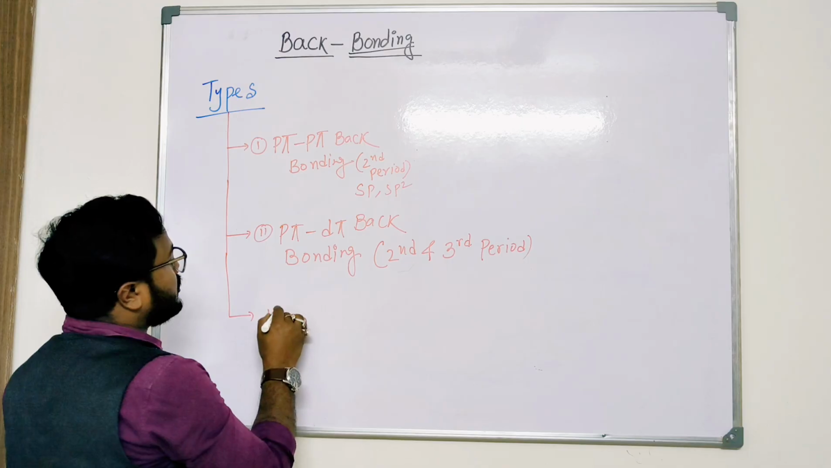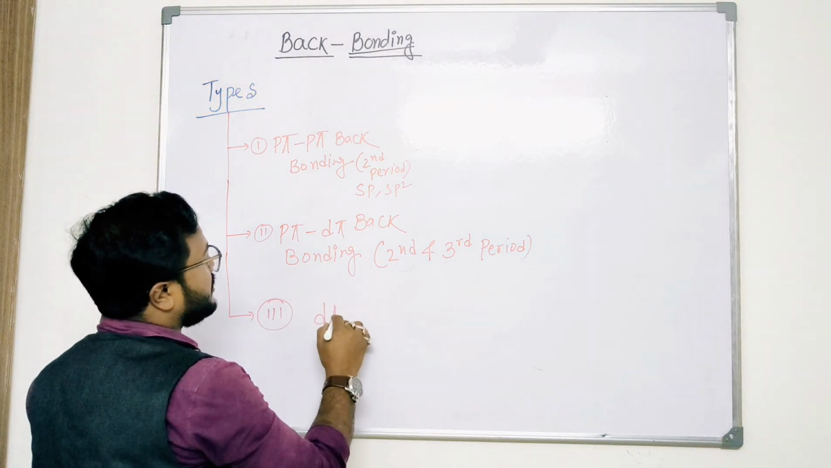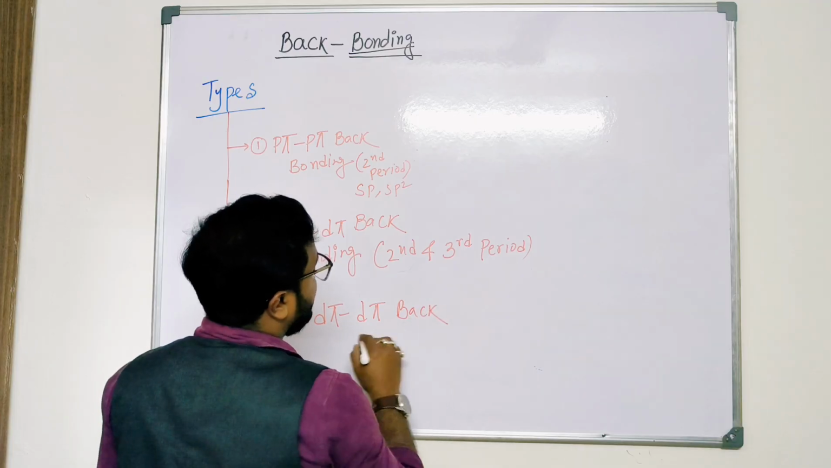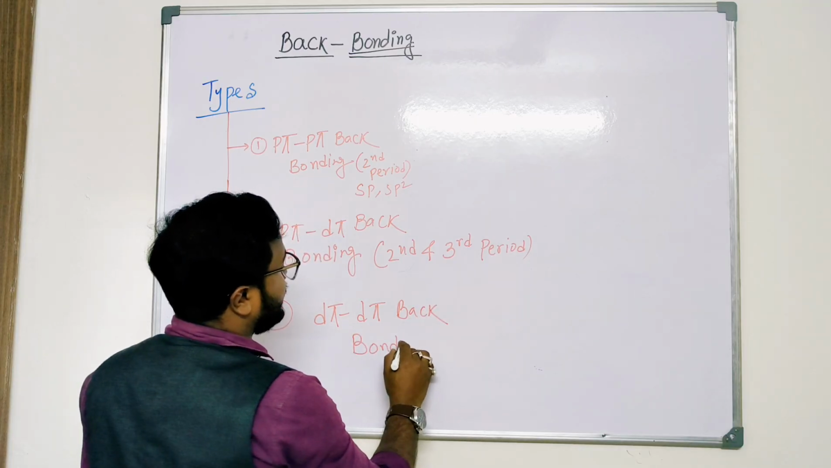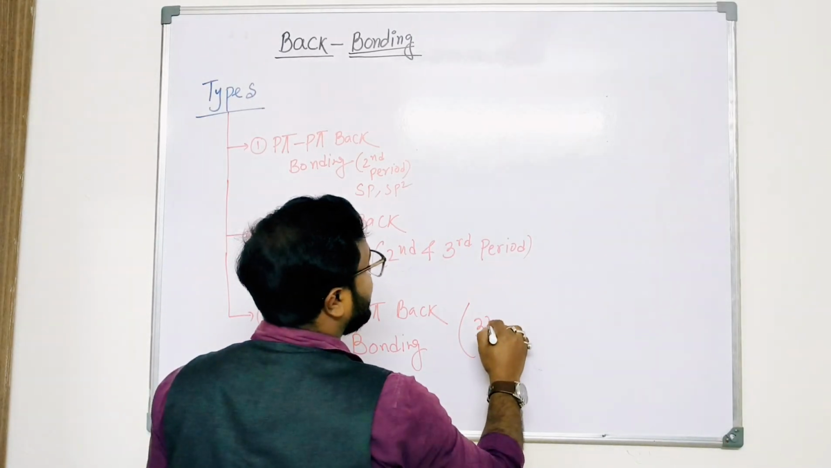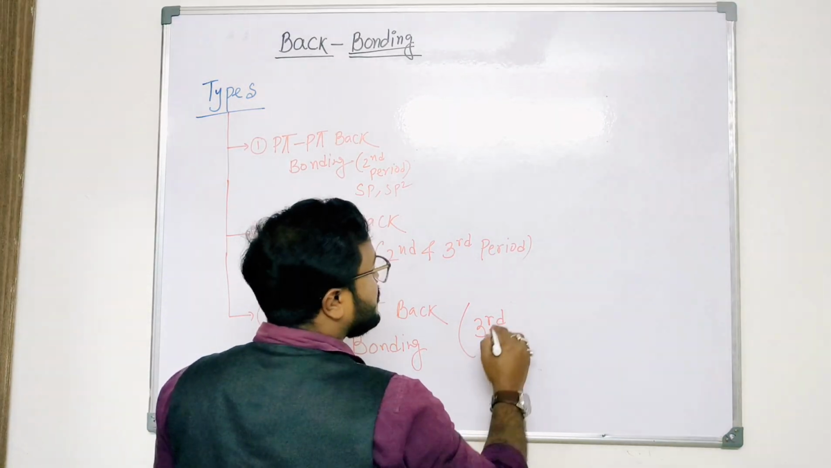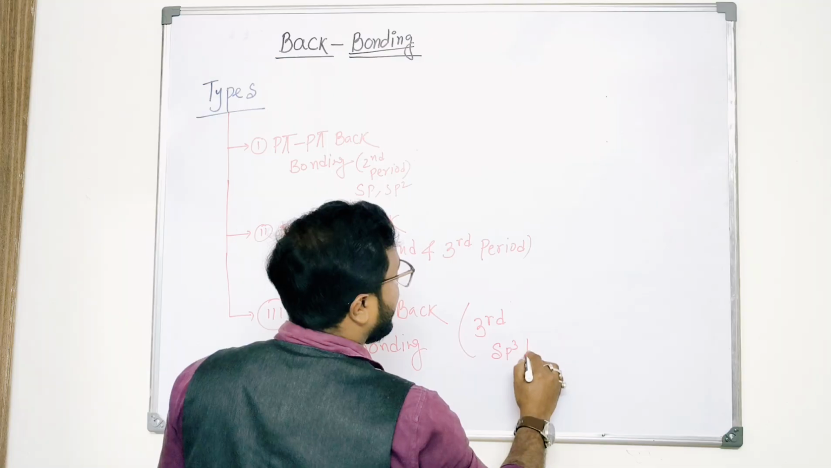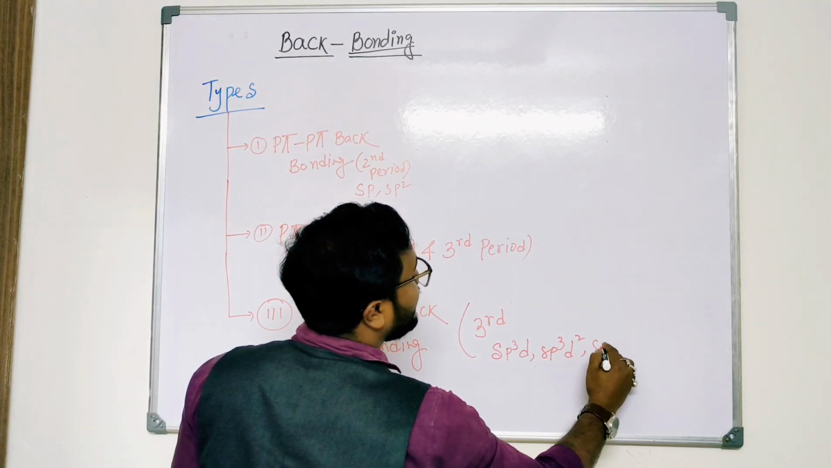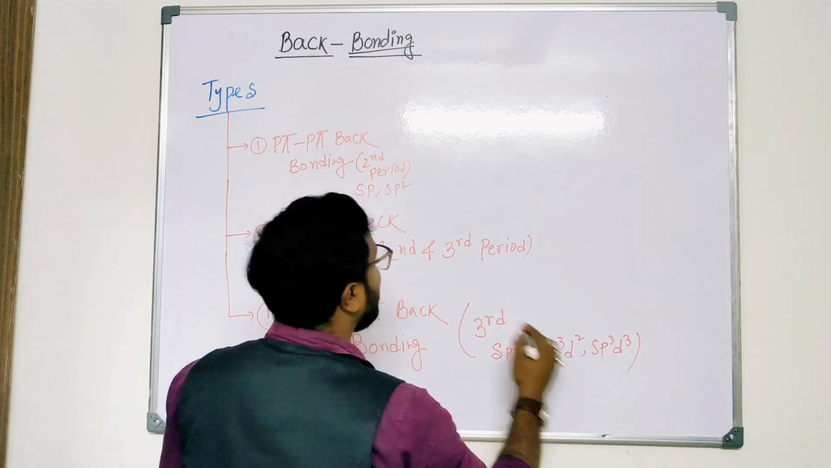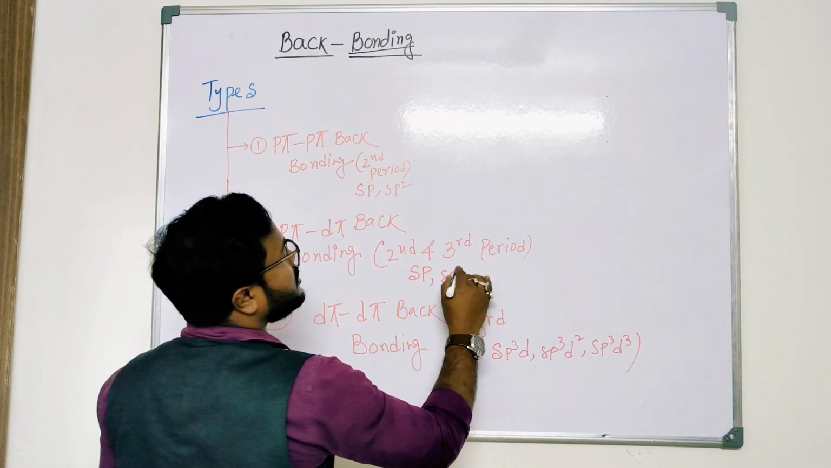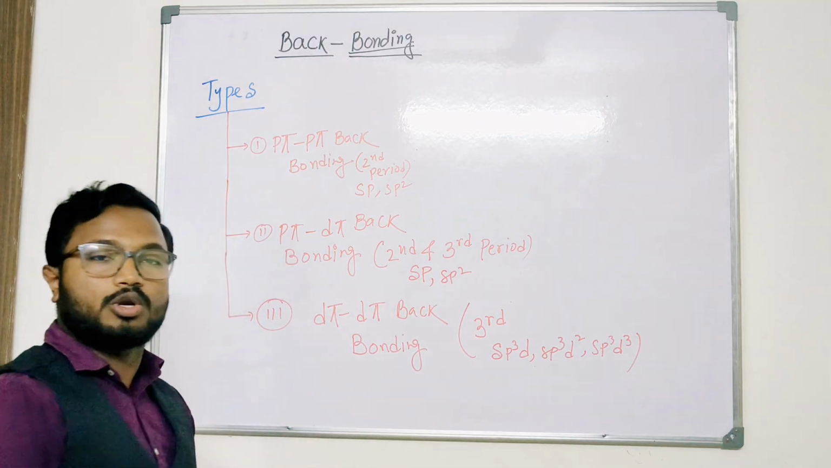And the third type is considered d-pi back bonding. d-pi back bonding happens mainly in third period elements. General hybridization can be shown as sp3d, sp3d2 or sp3d3. In this case also we generally see sp, sp2 type hybridization observed.